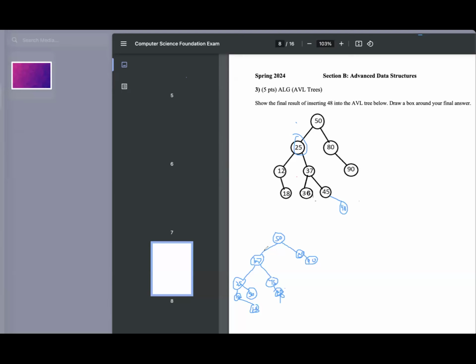We'll have 50, 80, 90, 37, 25, 12, 18. Oh my God, I couldn't even read it. And 36. And then we have 45 and 48, right? So we still have to do another rotation, right? Because it's still left heavy. Where do you guys think we're going to rotate towards?